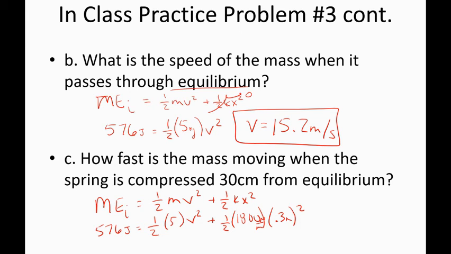Okay. And when I manipulate that, I get 900 times 0.3 squared. And then I'm going to bring that to this side right here. And I end up getting that my velocity is equal to 14.1 meters per second.